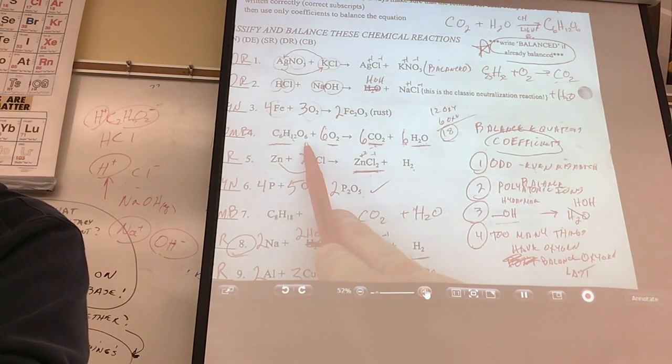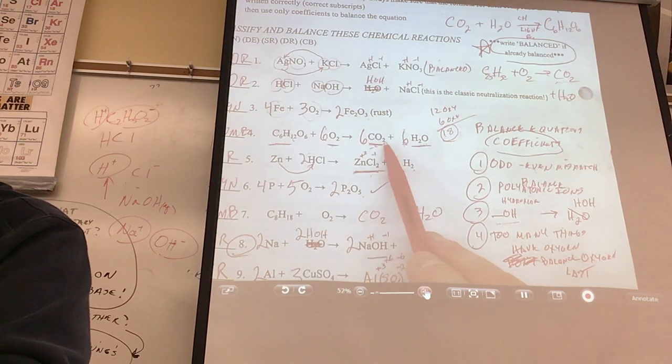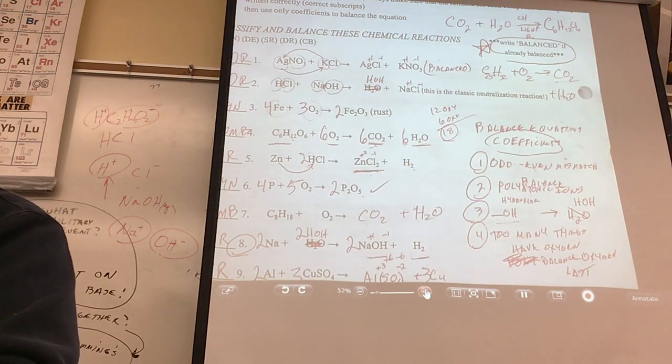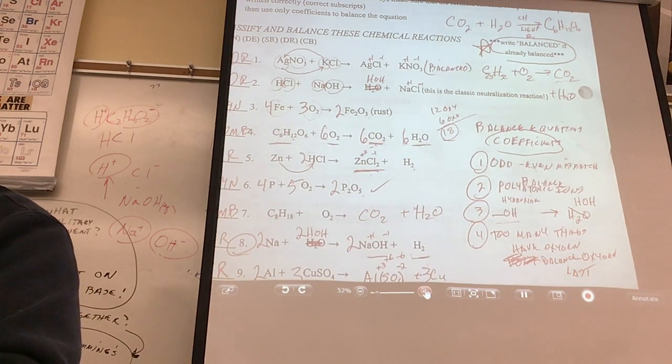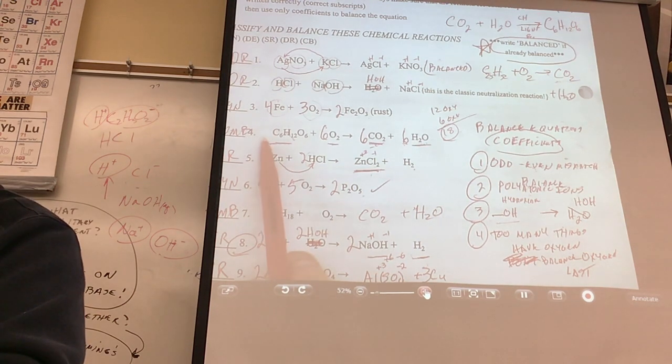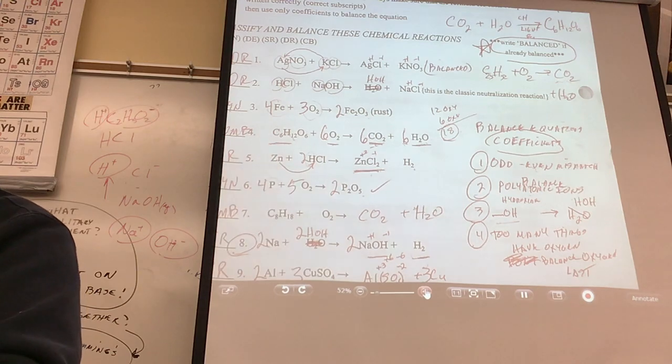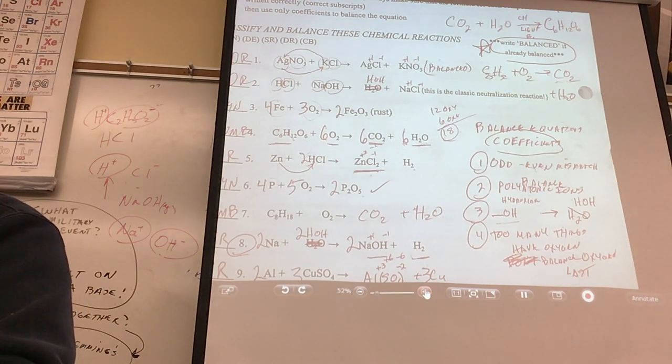12 plus 6, that's 18 oxygens. Can you reduce this? No. You know why? Because there's a 1 right here, isn't there? What do you think? Okay, and I have one more trick, and it will be done.